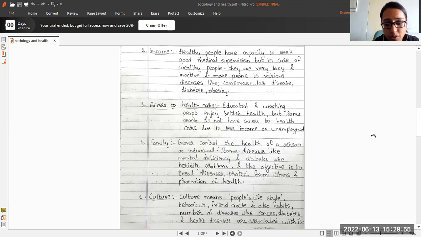Next is culture. Culture means people's lifestyle. Culture is how a person stays, how his habits are, what his behavior is, his friend circle, his family, society, etc. A number of diseases like cancer, diabetes, and heart diseases are associated with the culture of the people. The culture a person follows will be a deciding factor in whether a person is leading his life towards health issues or towards betterment and away from the health issues.